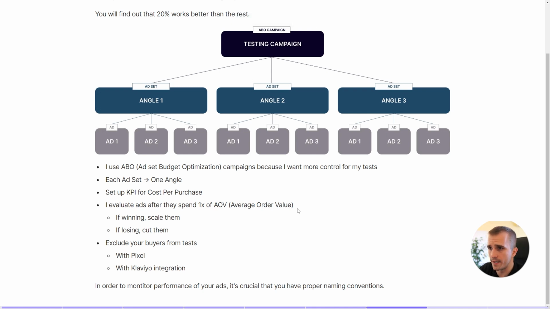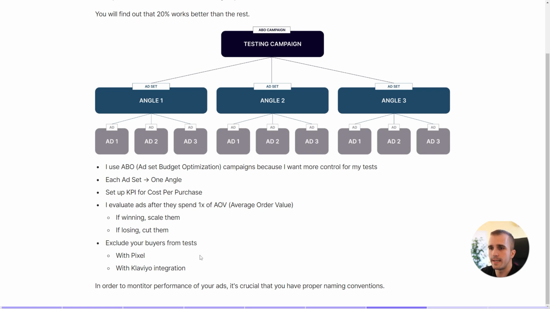Then the next thing is that you want to evaluate ads at least after they spend 1x of your AOV. So if your AOV is $80 and if it spends $80 and it didn't get any purchase, you just want to cut it. And if it has spent $80 and it's performing very well, you of course want to keep it running. And if it has spent $80 and it's not the best performing, but it has some purchases, you can just wait for it to spend another AOV. So it would be 2 times the AOV.